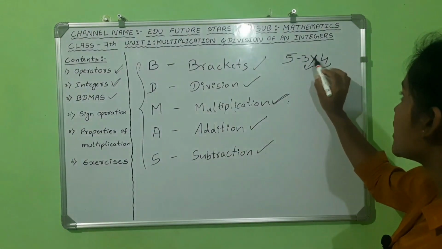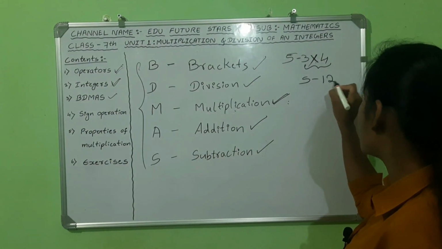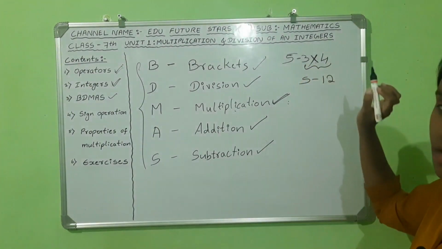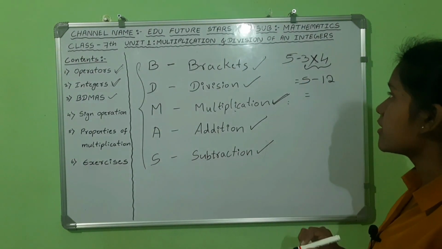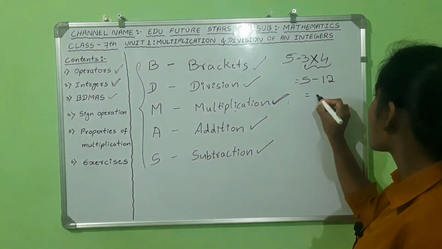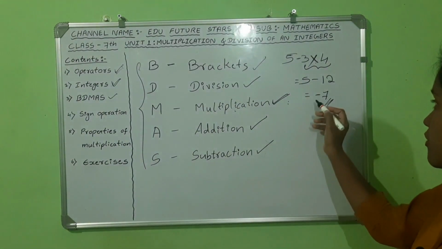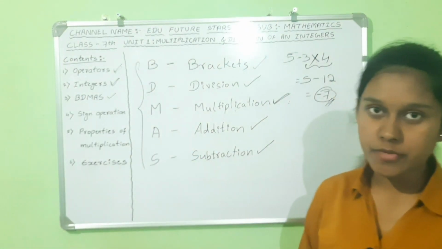See here, 4 into 3 is what? 12. So 5 minus 12. Firstly I solved 3 and 4, which is 12. Then I subtract from 5. Now the value is what? Here we are getting minus 7. I'll tell you how we get this minus value in the sign operation. You will get to know.